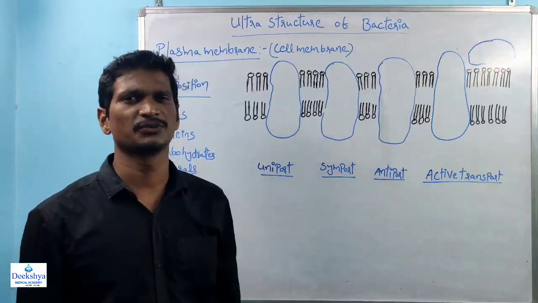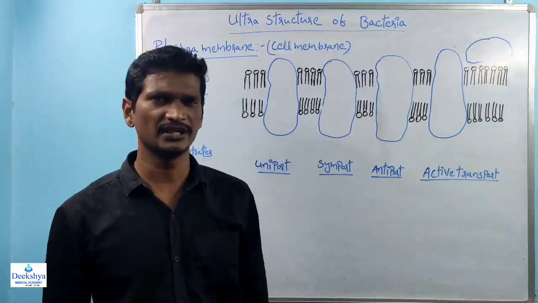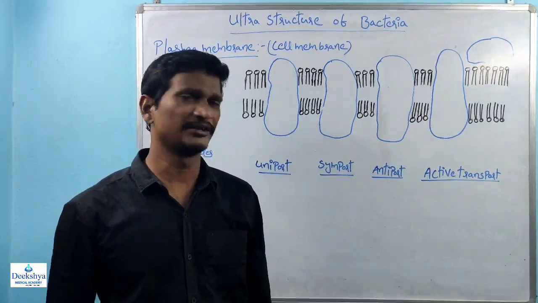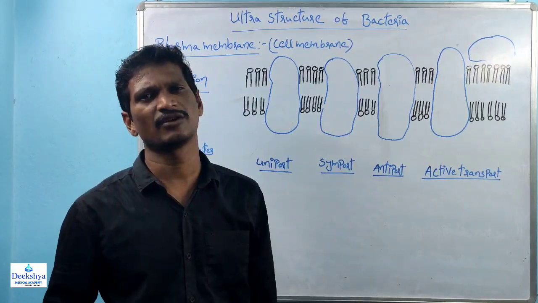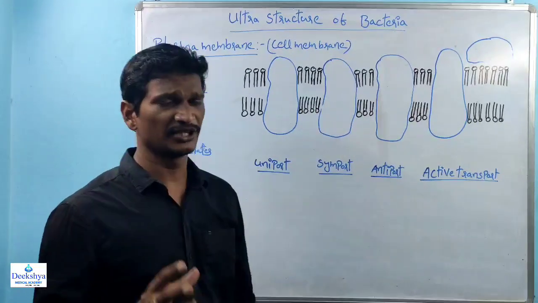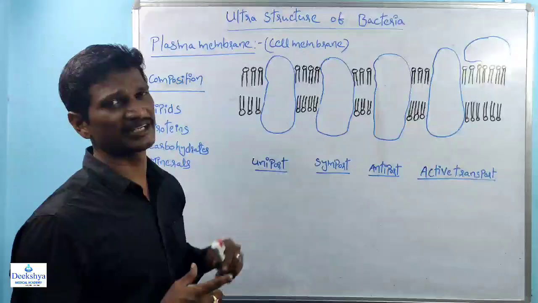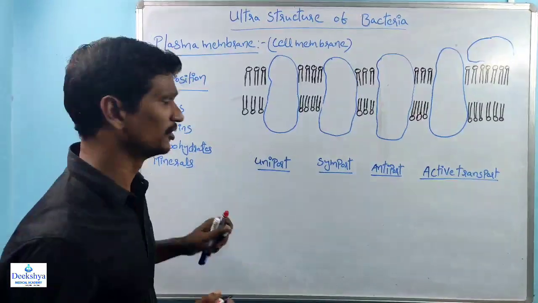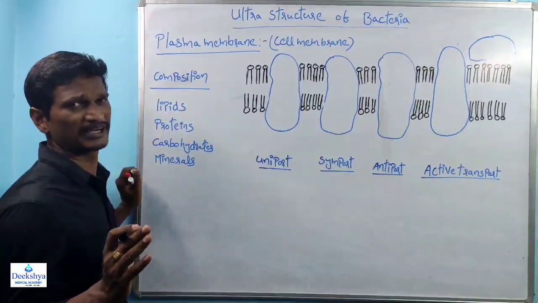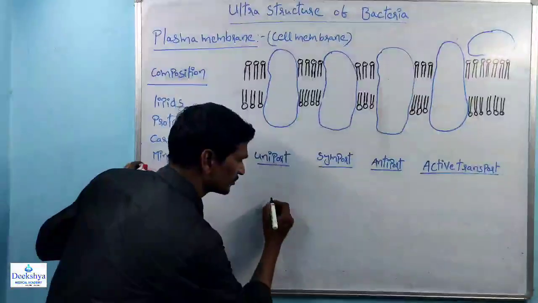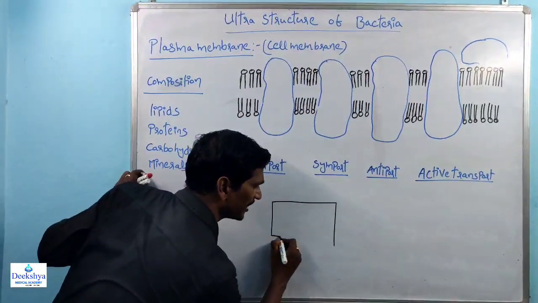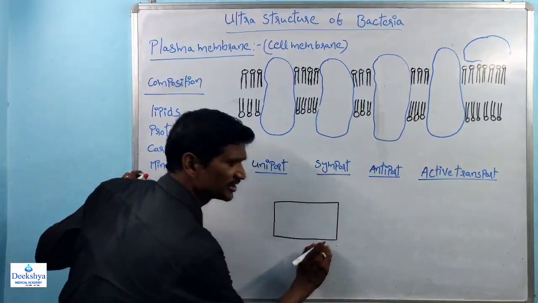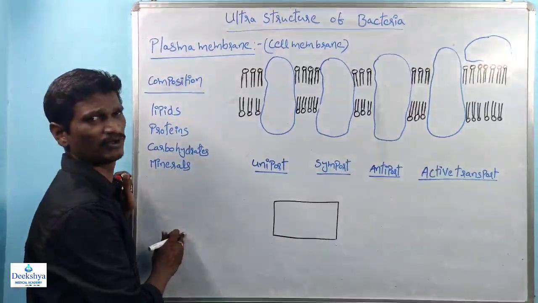Hi students, in the last class we discussed the prokaryotic cell. Within the prokaryotic cell, I gave one flow chart. Within the flow chart, we discussed the cell analog parts. Within the ultrastructure of the bacteria, we already discussed the analog parts. The bacteria contains the cell wall. This is one of the bacteria cell wall.